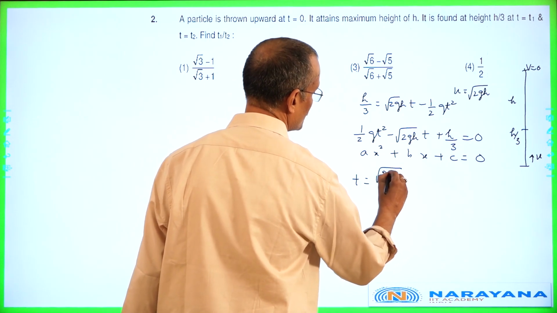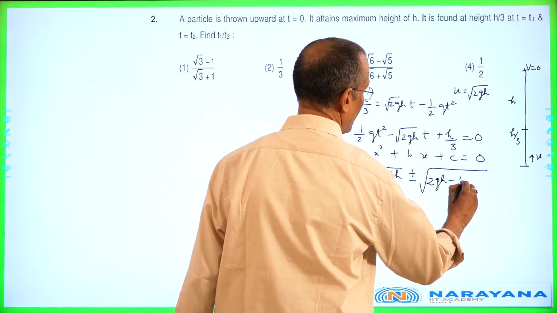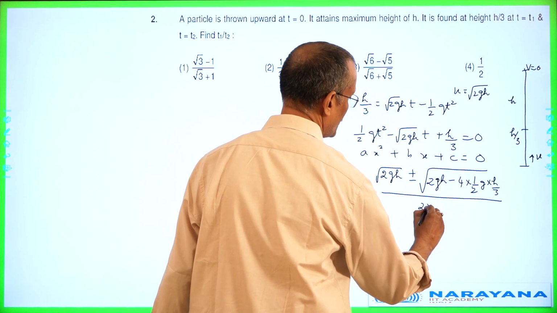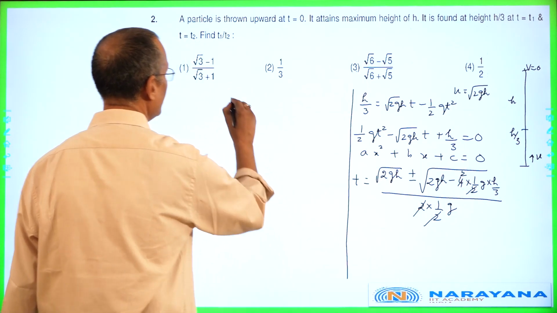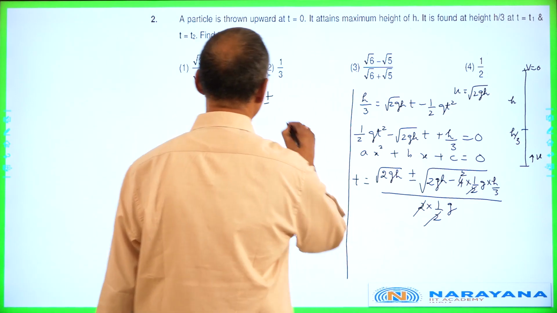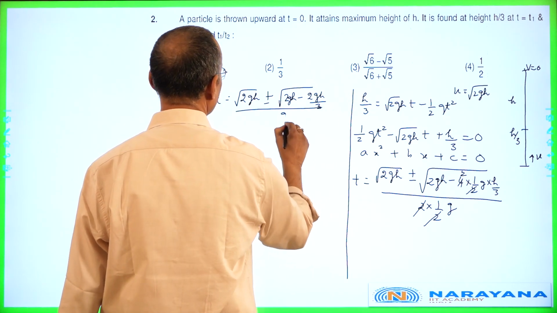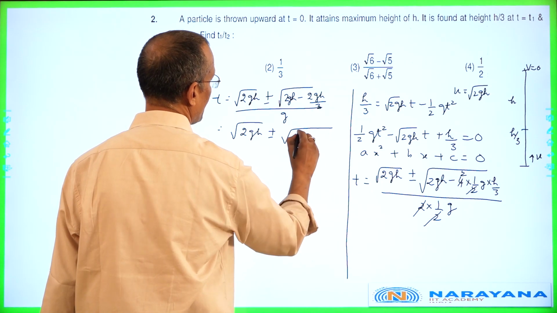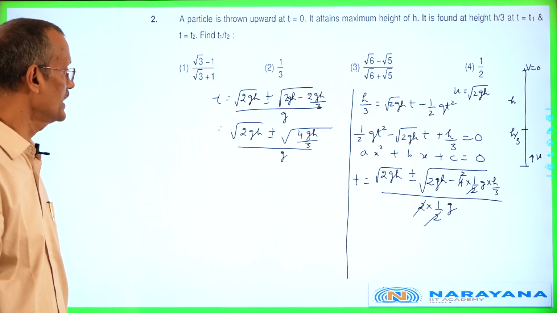t equals minus b, that is under root 2gh, plus or minus under root b squared minus 4ac, by 2a, where 2 into half g, the 2 cancels. So now t will be equal to under root 2gh plus or minus under root of 2gh minus 2gh by 3, by g. The 6 minus 2 gives 4, so root 2gh plus or minus root of 4gh by 3, by g. So what will be the value of t1? First, when it is going up, the time will be less.